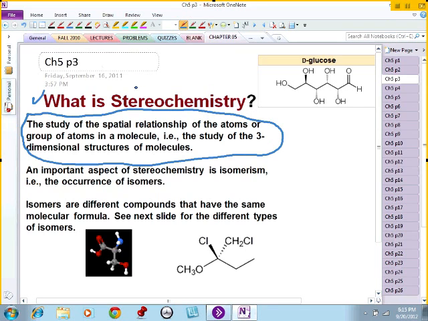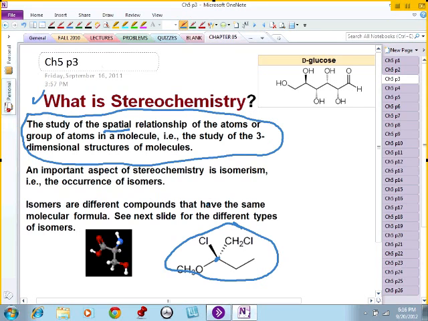In other words, we are going to study the spatial relationship of the atoms or group of atoms in a given molecule. Another way to put that definition is to say that stereochemistry is the study of the three-dimensional structures of molecules. Take a look at this molecule here. What we are showing you with regard to this carbon is the three-dimensional nature of all of the groups that are attached to that carbon atom.